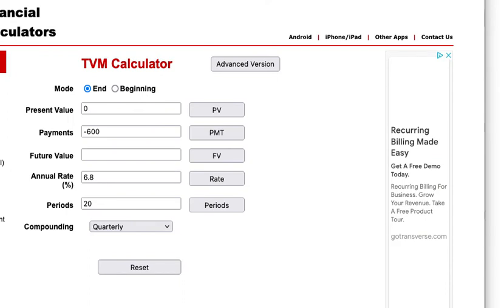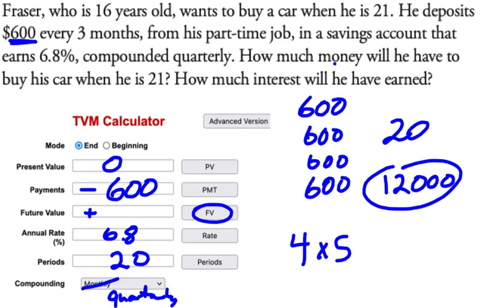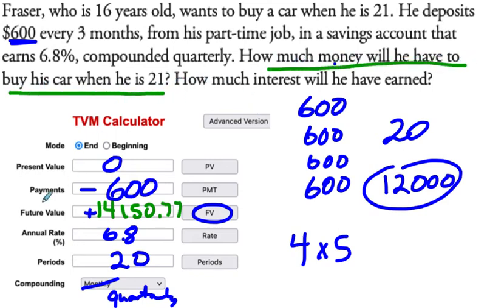So when I enter the information into the financial calculator, all I have to do is hit the FV button and I'll get my answer. So the future value would be $14,150.77. Well, let's write that one down. So if our future value is $14,150.77, that answers how much money he will have to spend on his car when he's 21.